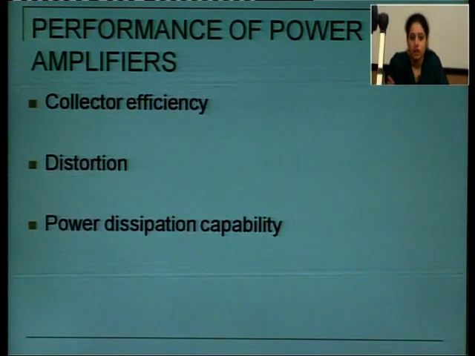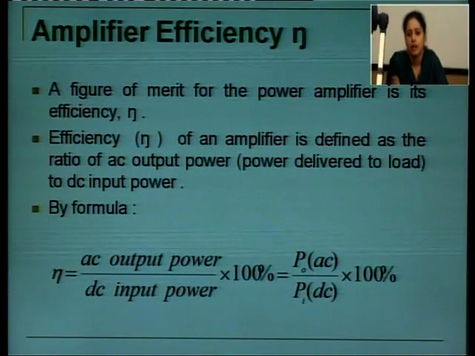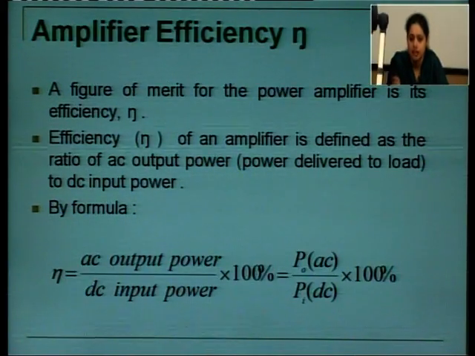Now coming to the collector efficiency definition, a figure of merit for a power amplifier is its efficiency. The efficiency of an amplifier is defined as the ratio of AC output power, that is power delivered to the load, to the DC input power. Now try to understand this particular definition. We know the efficiency is output upon input.